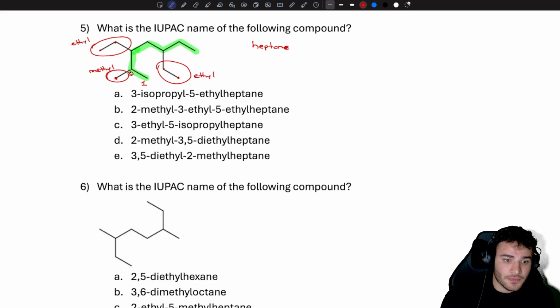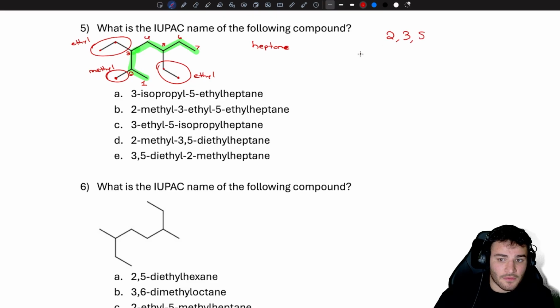This would be 1, 2, 3, 4, 5, 6, 7. So if we count it from left to right, our substituents would be on 2, on 3, and on 5, right? That makes sense to you guys? 2, 3, and 5. Okay.